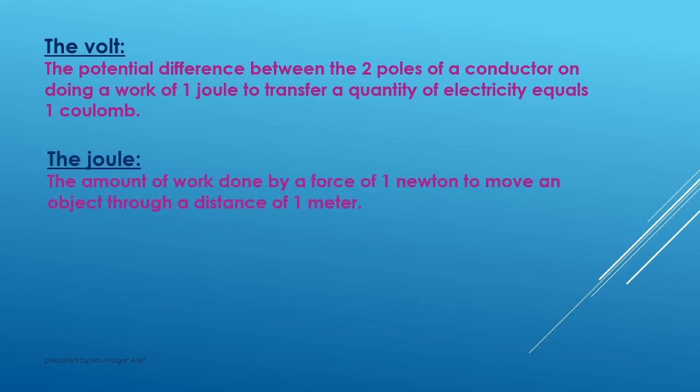And the joule is the amount of work done by a force of 1 newton to move an object through a distance of 1 meter. The coulomb is the charge transferred by a constant current of 1 ampere in 1 second.